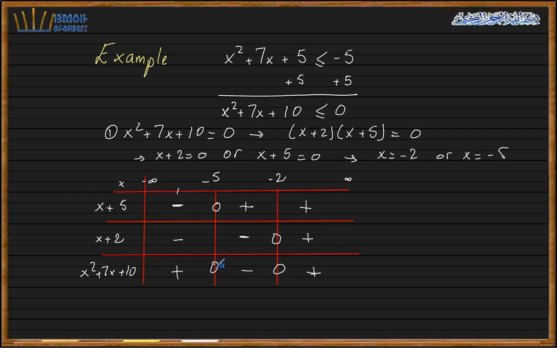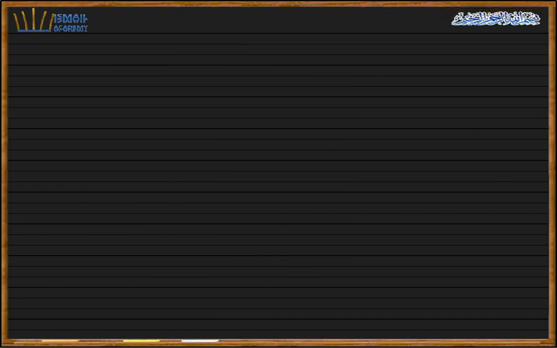So my solution here will be the interval minus 5, 2. Because this is where that expression is less than 0, which means negative. Here is positive, I cannot take it here. And here is positive, I cannot take it here. So let's do another example.